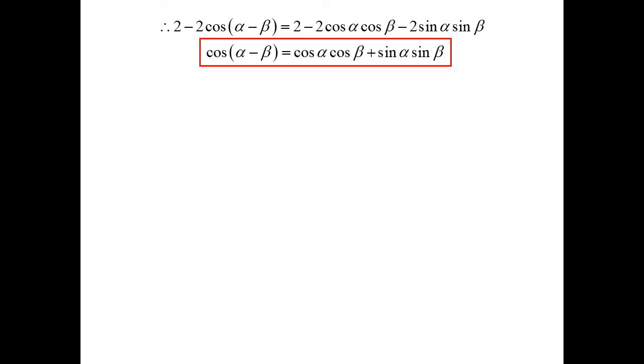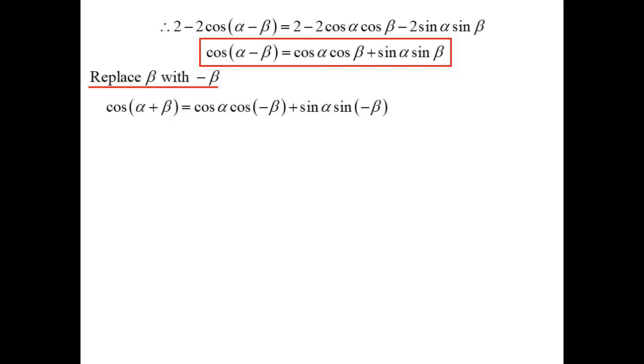So if I want to expand out cos alpha minus beta, it's not like algebra where we can just say, oh, we'll expand it out. Oh, it's cos alpha minus cos beta. It doesn't work that way. We need to use this formula. Cos alpha cos beta plus sine alpha sine beta.